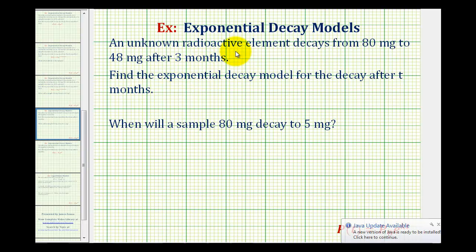An unknown radioactive element decays from 80 milligrams to 48 milligrams after 3 months. We want to find the exponential decay model for the decay after t months. Then we want to know when will a sample of 80 milligrams decay to 5 milligrams.